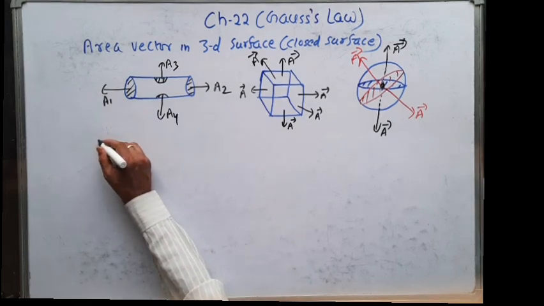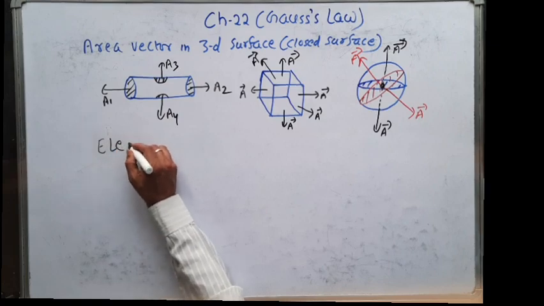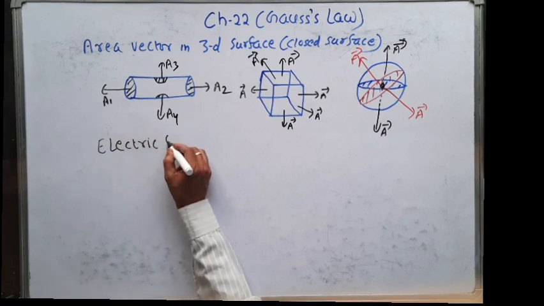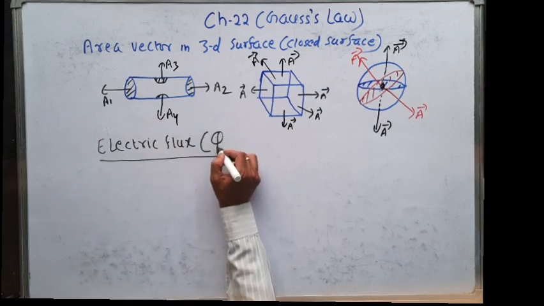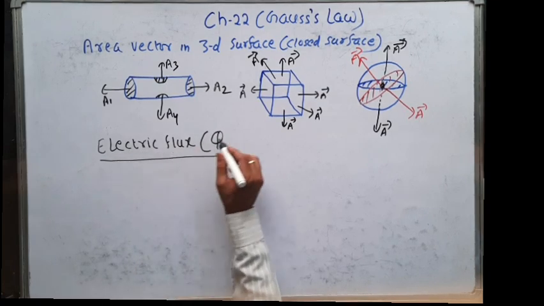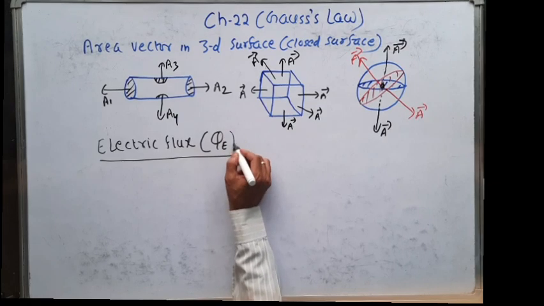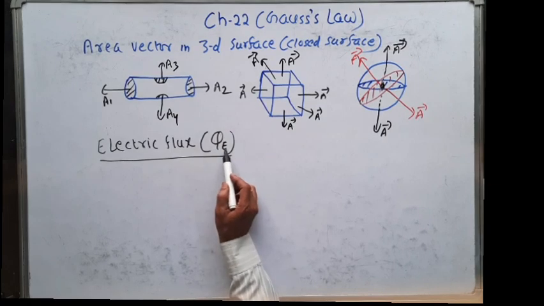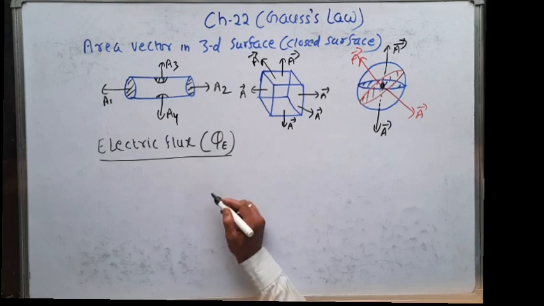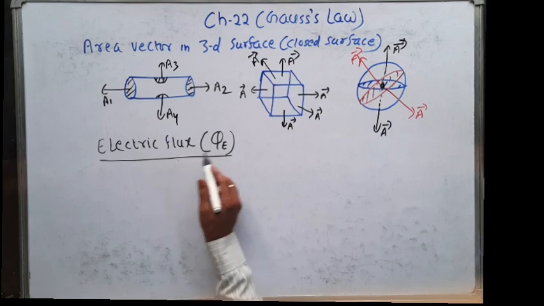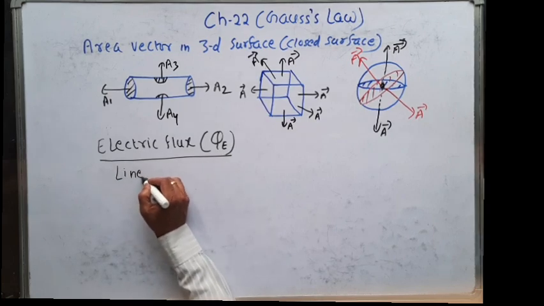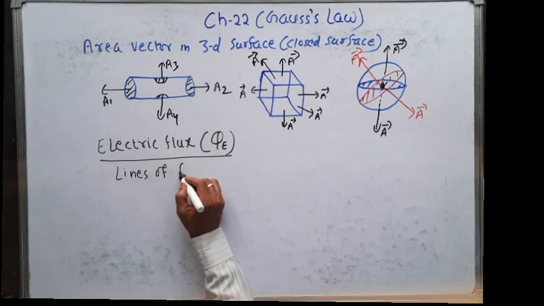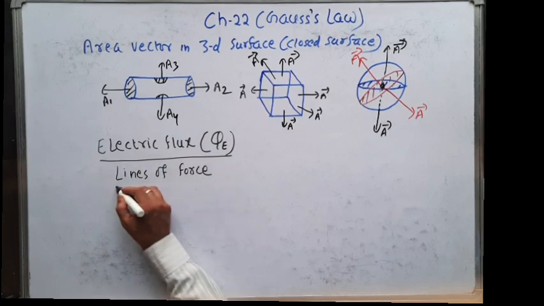Now we will discuss the electric flux. What do you mean by electric flux? The flux symbol is phi, and since we are discussing electric flux, we write phi E. So phi is flux, E stands for electric. So this is your electric flux. Before going to discuss the electric flux, let us know what lines of force are.